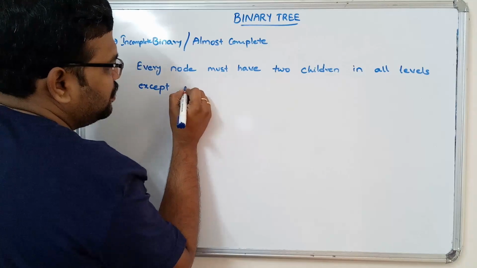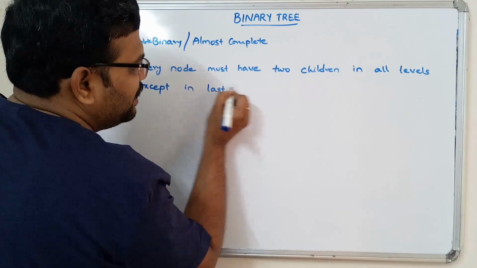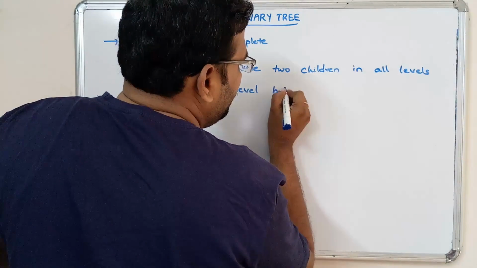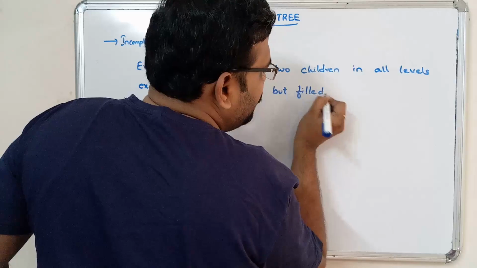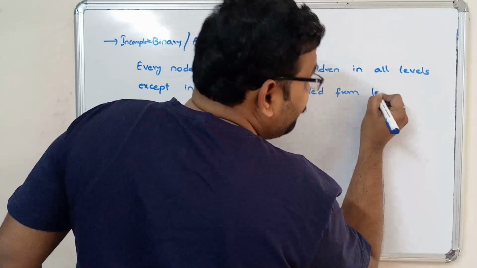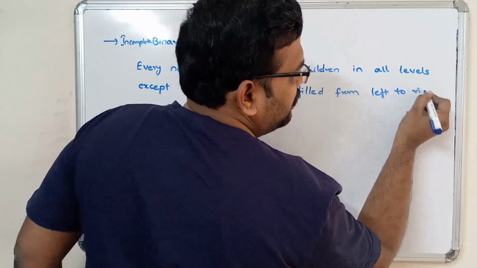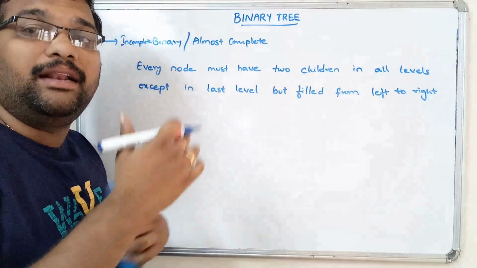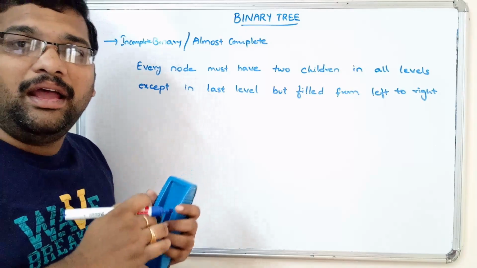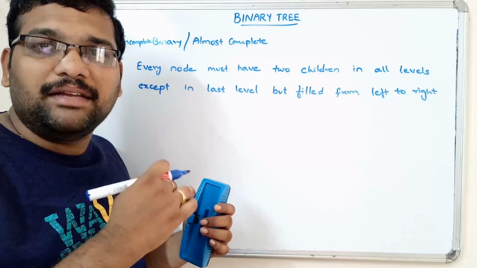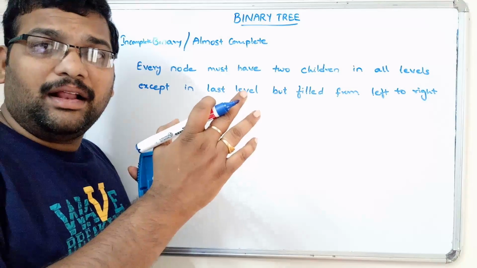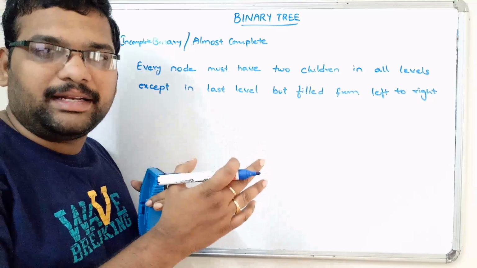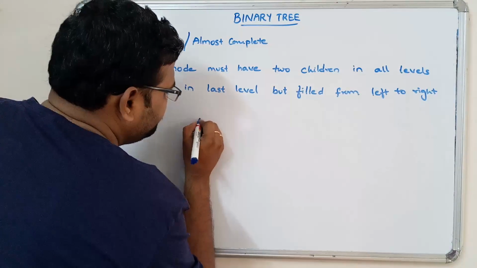except in the last level, but filled from left to right. Left to right means first the left child should be written and then the right child. So in the last level, at least the left should be inserted, but not necessarily the right. See example.